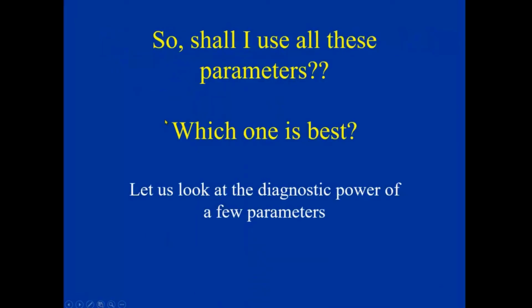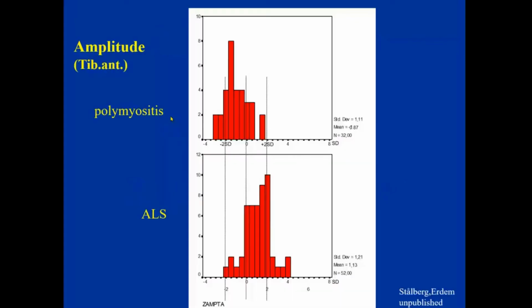Now we have so many parameters to measure. Is it really not possible to define that one of them is best and should be used routinely? We can look at that. Here are 2 situations. These are a group of patients with polymyositis, and here is a group of patients with ALS, recording from tibial anterior muscle.